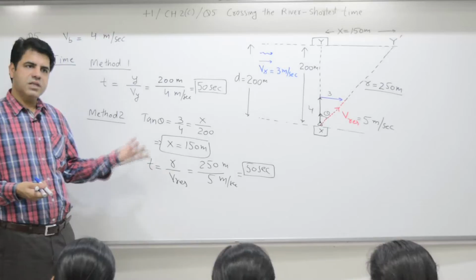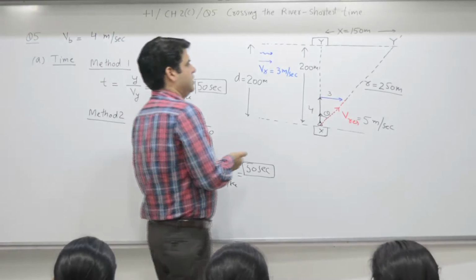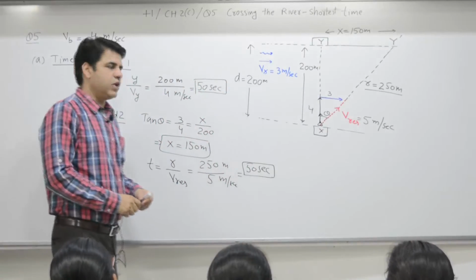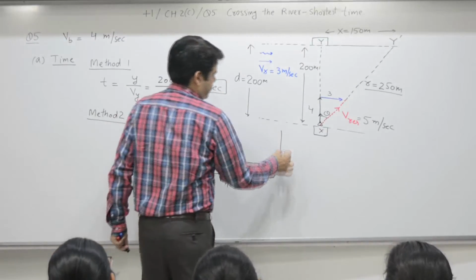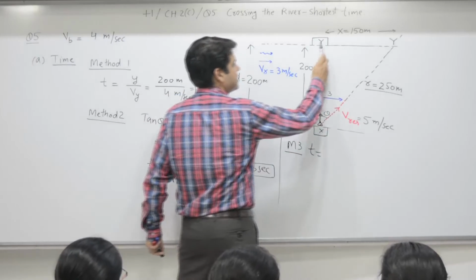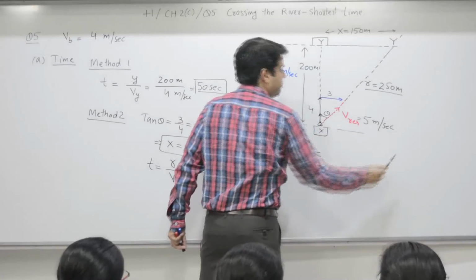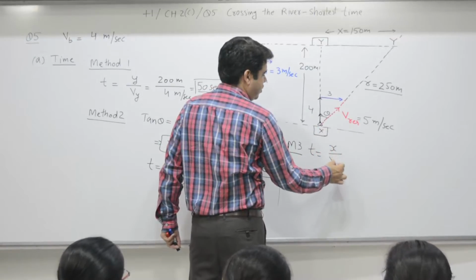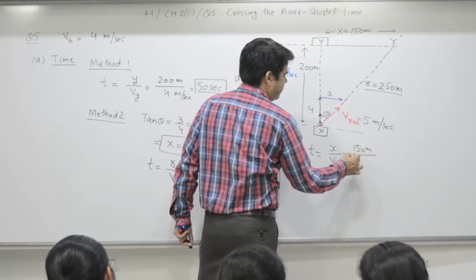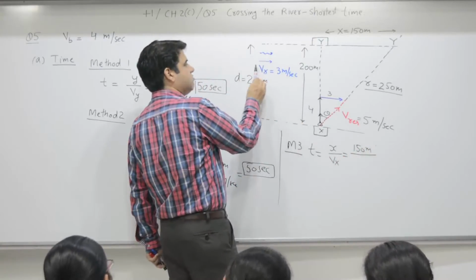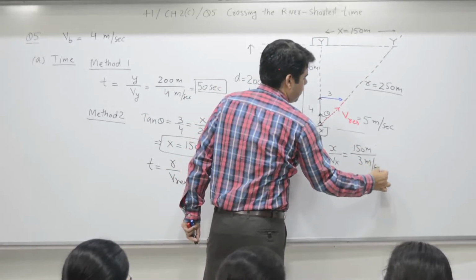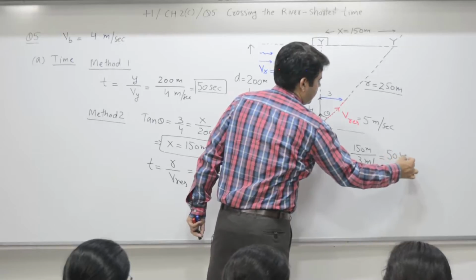Third method. And sometimes this data is given, we don't know. Method 3: what is the displacement along x? Along this line, 150. What is velocity along x-axis? 150 meter, and along this direction the velocity is 3 meter per second. So what you get is 50 seconds.